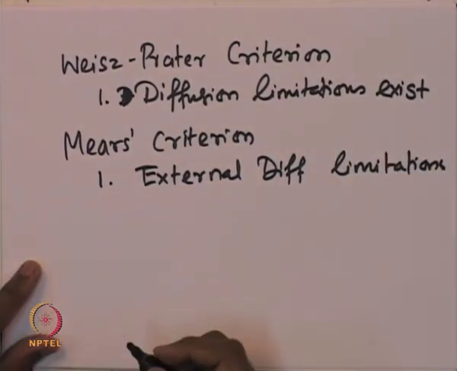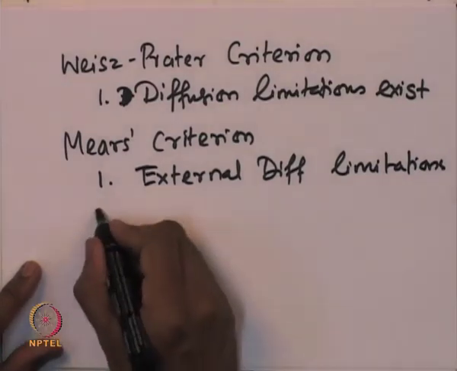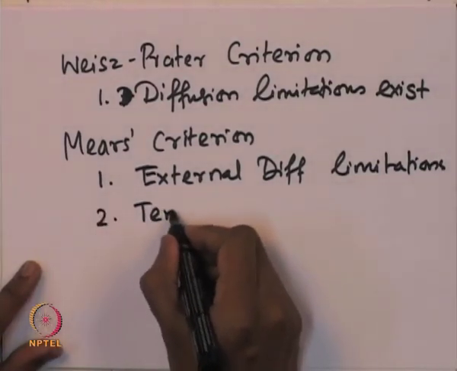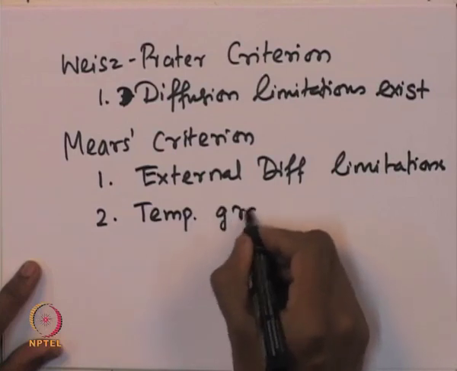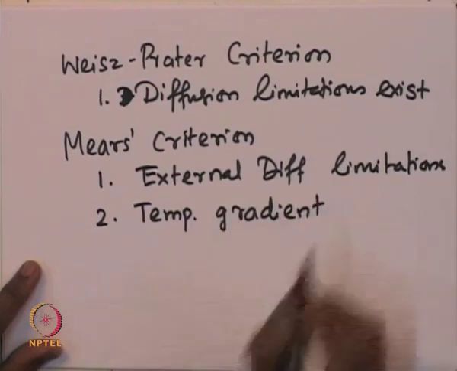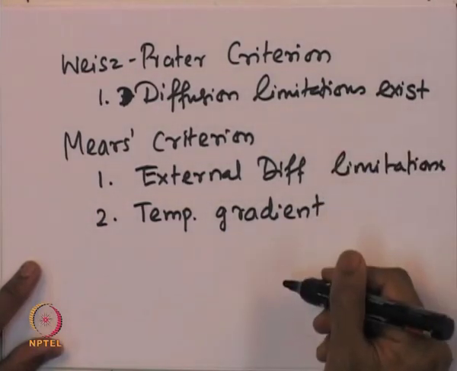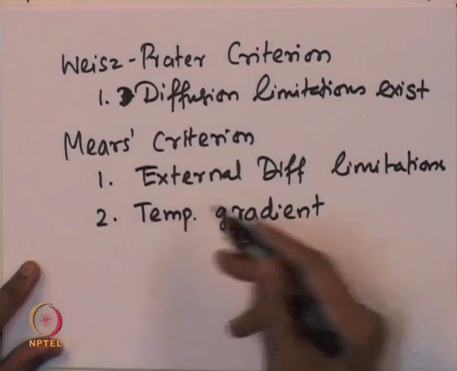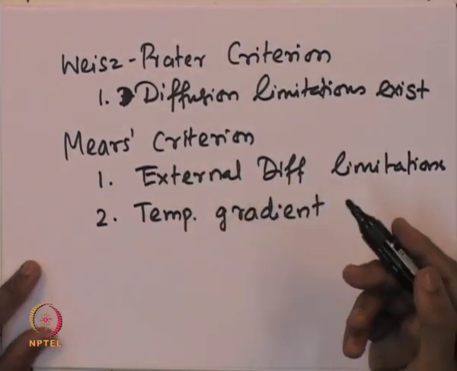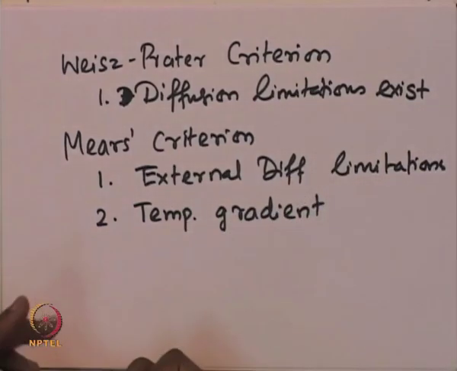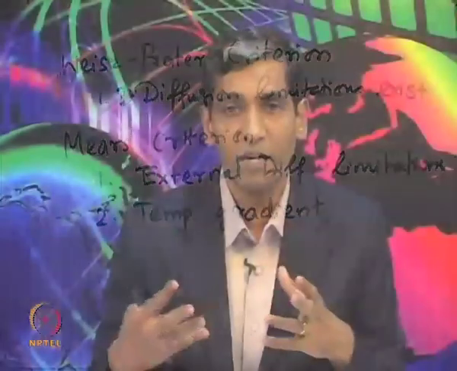to check whether the external diffusional limitations exist, and then the second one is to check whether the temperature gradient is important. External temperature gradient is important. So, these criteria, the Weisz-Prater criterion and the Mears criterion, play a very important role in real situations, because if the experimental data is available, then this information can be used to decipher whether the reaction is being conducted under diffusional limitations or not.